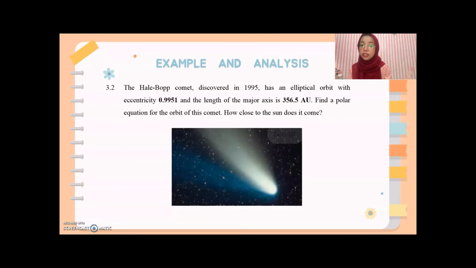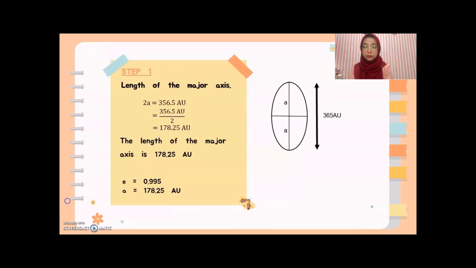The second question: Halley's Comet, discovered in 1995, has an elliptic orbit with eccentricity 0.9951 and the length of the major axis is 356.5. Find a polar equation for the orbit of this comet. How close to the Sun does it come? So, the solution is step 1, the length of the major axis. We need to divide by 2 because the length of the major axis is 2a.